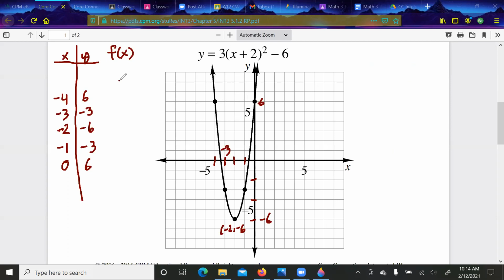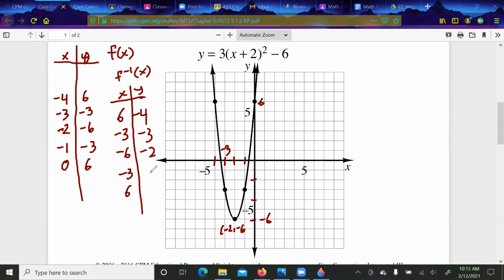So can we make an f inverse of x table? And I don't know if I want to put yx. I'm just going to put xy, but we know we're going to do what with these, you guys? We're going to swap them, right? So I just put the y column and the x column here, and I put the x column and the y column there, because this is the inverse of that. So -4, -3, -2, -1, and 0. Okay, so we have switched. So this is the table for the inverse function.